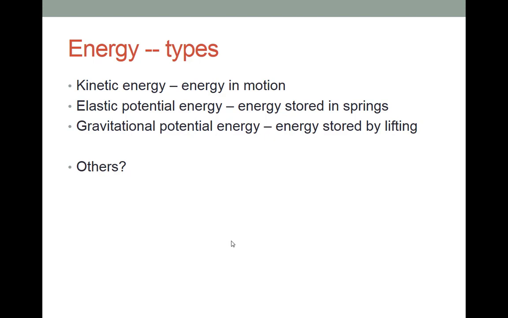Okay, so remember our three types of energy: kinetic energy, elastic potential energy, gravitational potential energy, that we met last unit. Remember also there are other forms of energy: nuclear, solar, thermal. But typically when we're dealing with conservation of energy, what we're really after is the mechanical energies, which are the three that are listed at the top.